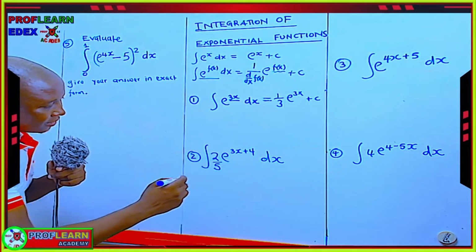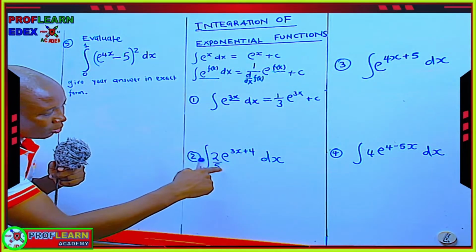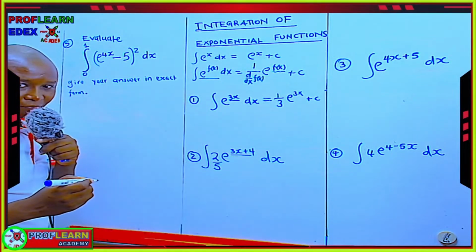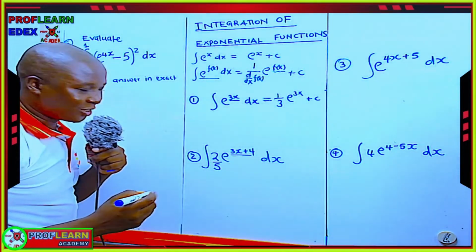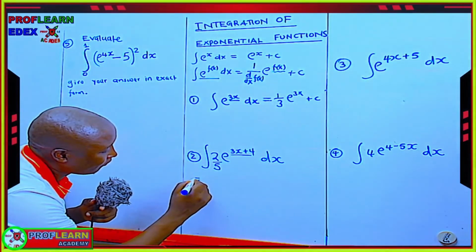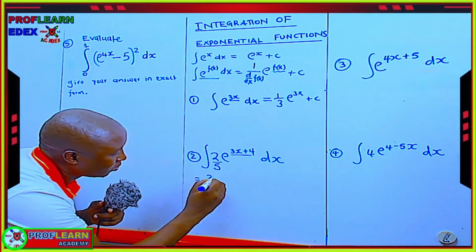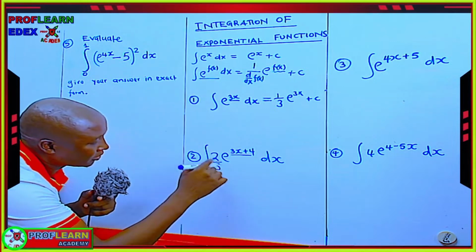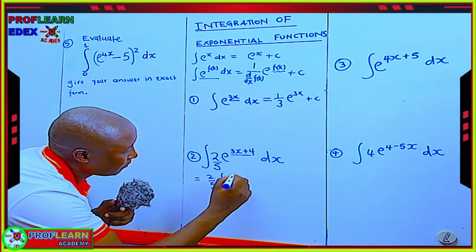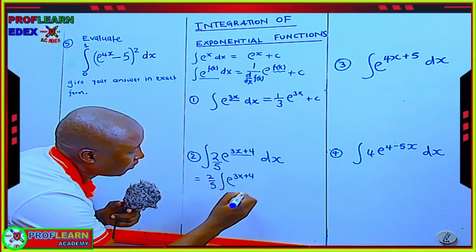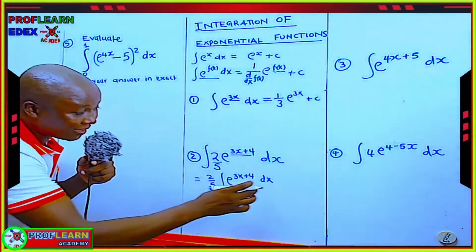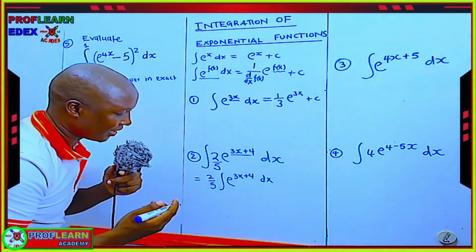This one, we are having 2 over 5. The power is 3x plus 4. So in order to integrate this, we are going to write the function the way it is. Of course, 2 over 5 was a constant. We can take it out and we remain with e to the power 3x plus 4, and then we are integrating with respect to x.